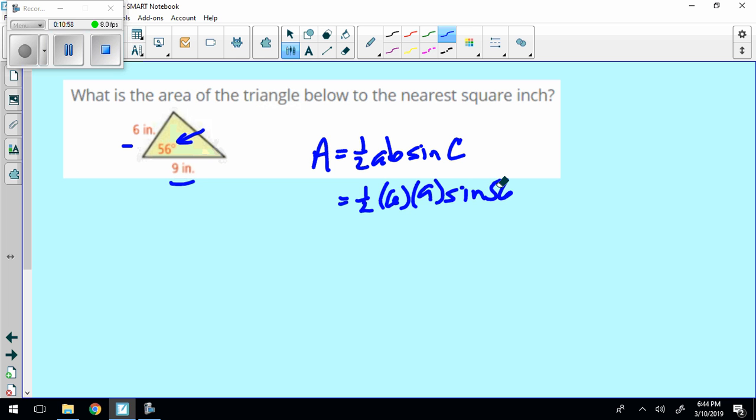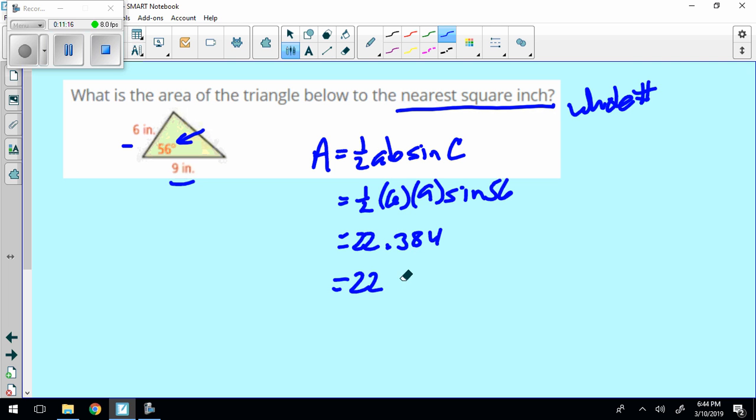Here we pick up a calculator to do our calculation. We end up with 22.384. They want the nearest square inch. That means whole number. And so our answer would be 22 square inches. Here, make sure your calculator is in degrees. Most of them are set that way, but if you have a TI-84, you may double check by pressing mode.